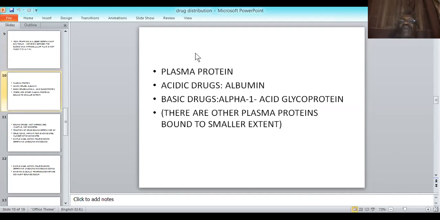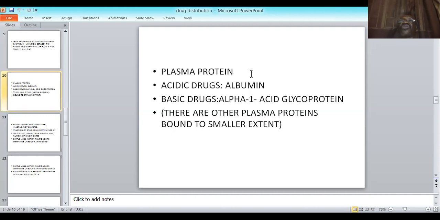Next, we consider plasma proteins. Plasma proteins are proteins found in the plasma. Simple definition. These proteins tend to bind drugs, and some drugs bind more to plasma protein than others. However, it should be noted that plasma protein binding of drugs is not so specific.